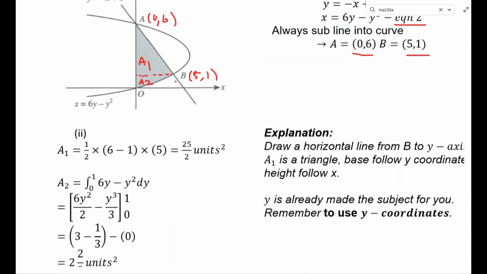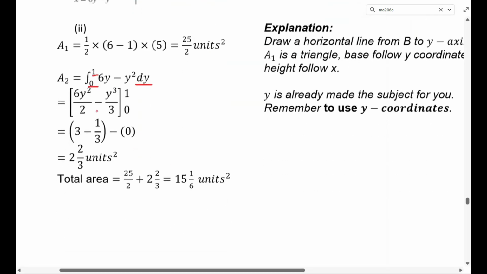We have an upper bound of 1, the y coordinate of B, and 0, the y coordinate of this point. Then we have the equation of our curve, and then instead of dx, we'll have dy because we're integrating with respect to y now. Then we do our usual integration within our square brackets and bounds outside of the square bracket. Sub in our upper bound minus our lower bound, and you'll get 2 and 2 over 3 units squared. Now to find the total area, we'll simply sum up A1 and A2 to give us 15 and 1 over 6 units squared.